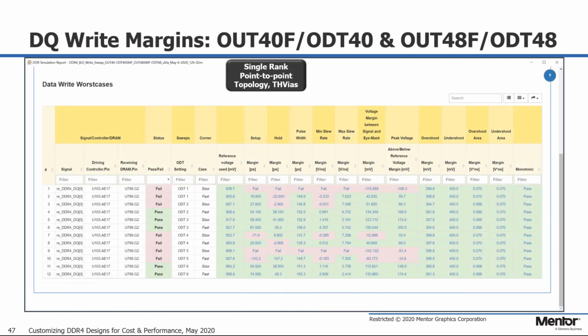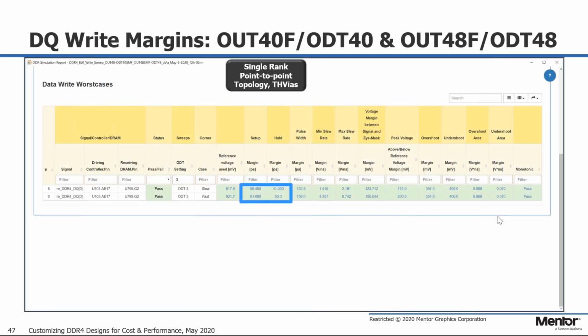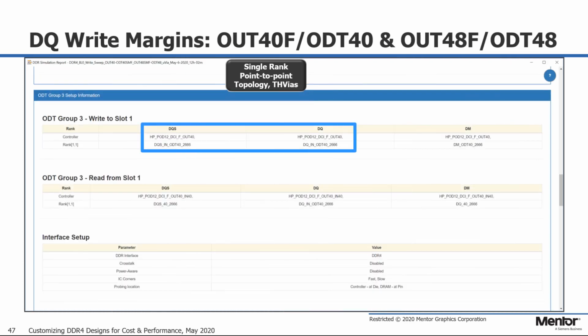Here are the results of all cases. There are some failures shown in red. Let's filter the cases which have positive margins for both slow and fast corner cases. Here's one case with ODT3 setting. From the report, we can see that the ODT3 case uses the fast slew rate driver with drive strength of 40 ohms and ODT value of 40 ohms at the DRAM.